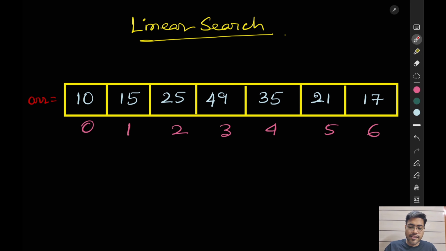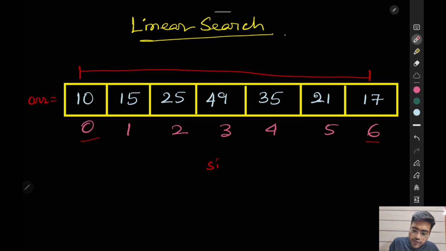And here linear search means we have to check whether the value is present from the 0th index to the last index or not. Here we can see the indexing starts from 0 and goes up to 6, right? So the size is 7. So here in linear search I have to check a value, let's say 21. Is the value present in any index or not?